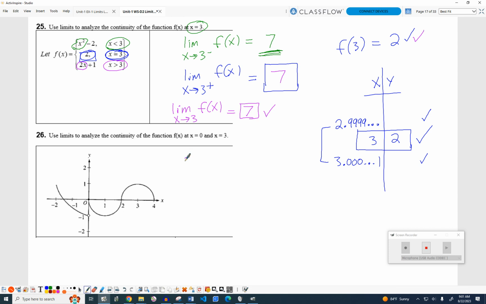I'd say, since the limit as x approaches 3 of f does not equal f of 3, therefore f of x has a removable discontinuity. On the AP test or on a quiz, you'd want to spell it out.